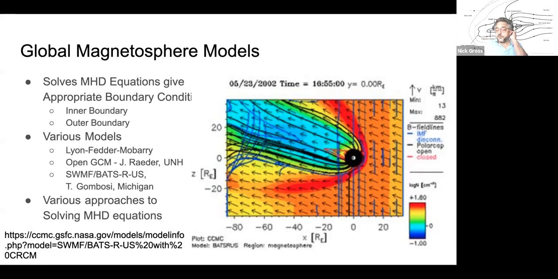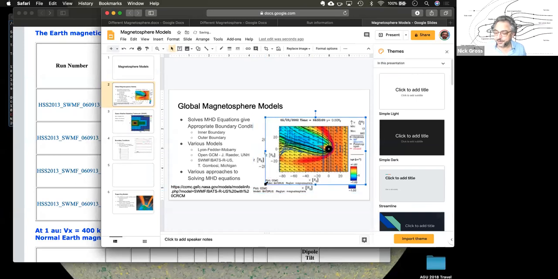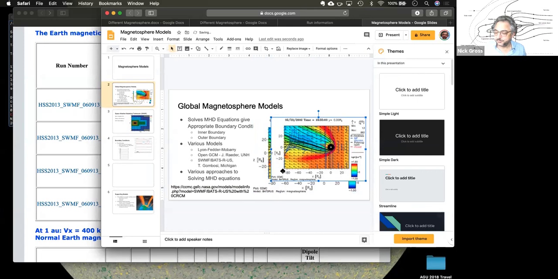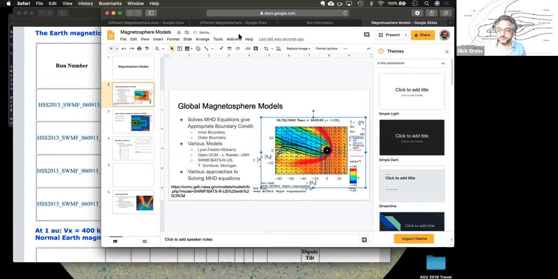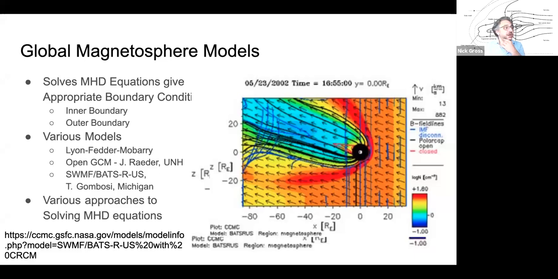So these global magnetosphere models, they're MHD models, so they solve the MHD equations with the appropriate boundary conditions. There's an inner boundary condition and an outer boundary condition. The inner boundary condition is here at Earth, and that's where the model of the Earth's magnetic field goes, most often a shifted dipole.